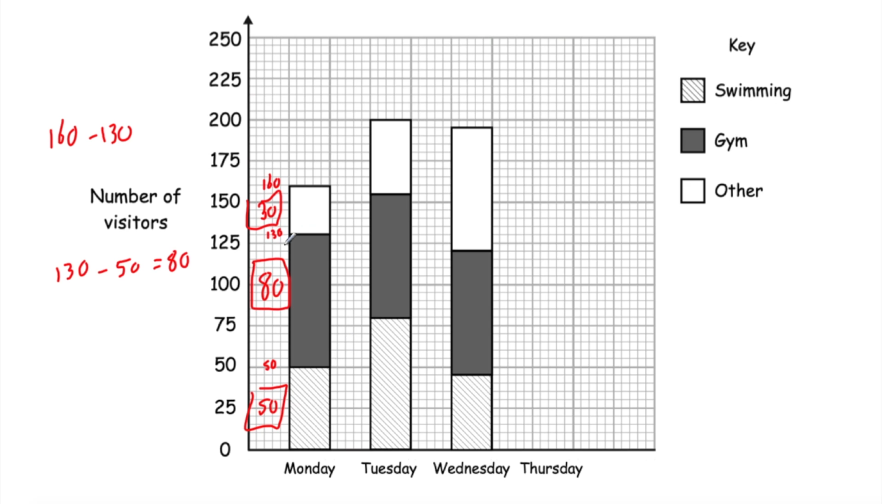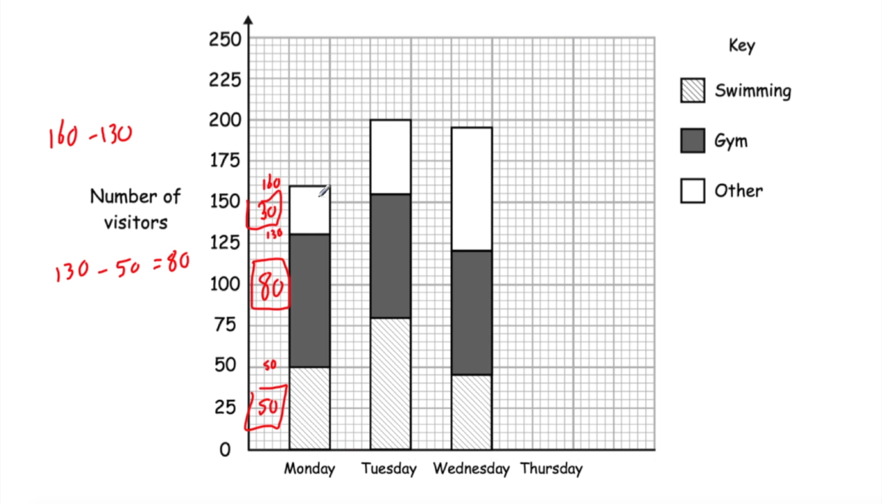And likewise for the gym here, you could have gone down to the bottom one. 5, 10, 15, 20, 25, 30, 35, 40, 45, 50, 55, 60, 65, 70, 75, 80. And that would be 80 people. So you can do it either using subtraction or just going up in the bar, just being careful where you're starting from. So that's how many people went swimming, how many people went to the gym, and how many people did other activities on Monday.